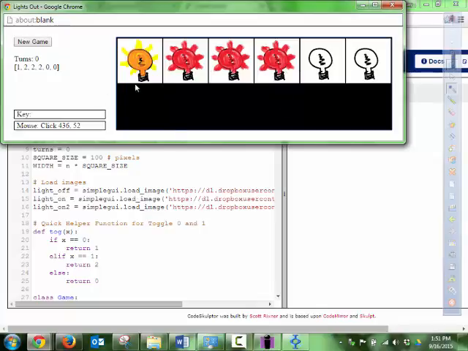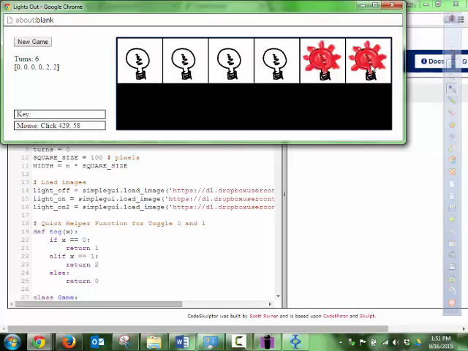Okay. So I don't hit the first button, right? How many times do I hit the second button? 1, 2. And the third button? 1, 2. Fourth button? 0. Fifth button? 1, 2. Sixth button, once. There you go. Lights out, 0 turns. Pretty cool, huh?